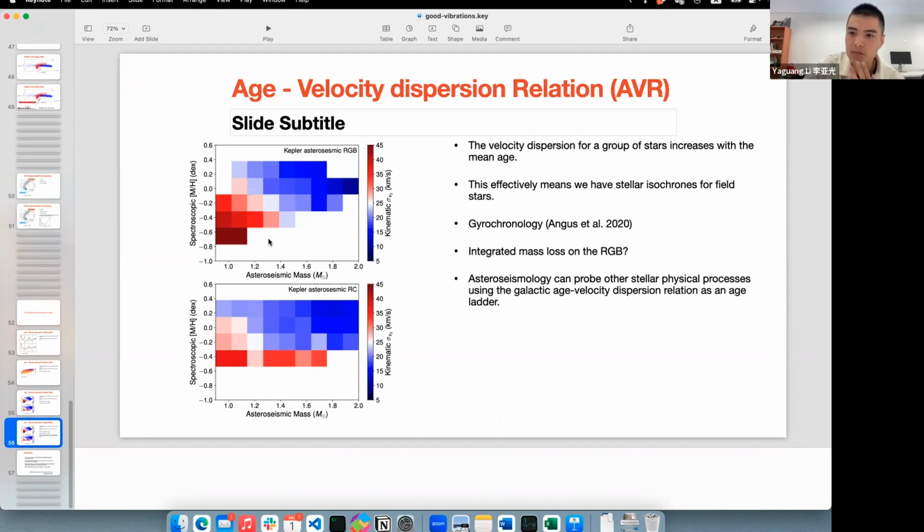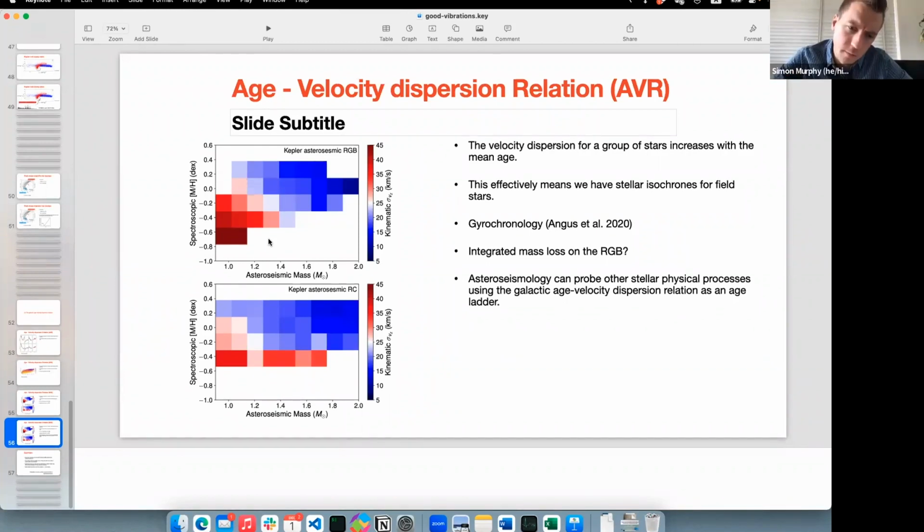And I guess this point has been really nicely pointed out within a few open clusters that Kepler observed. So yeah, I guess that's the answer.